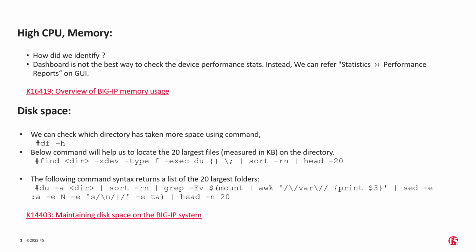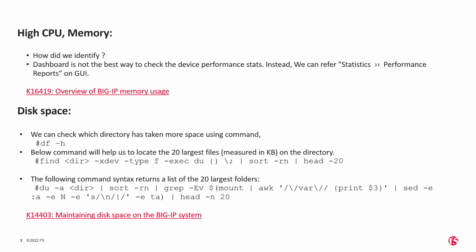So we don't suggest you refer to the dashboard to check the device performance stats. Reason being, the dashboard utility itself consumes a lot of CPU, and the dashboard displays the CPU with live data. But what we collect in the logs is saved per 5 to 10 samples per second, which is an average of that.